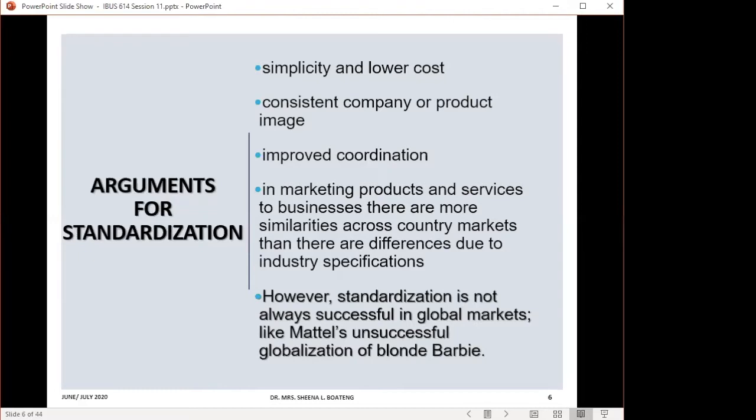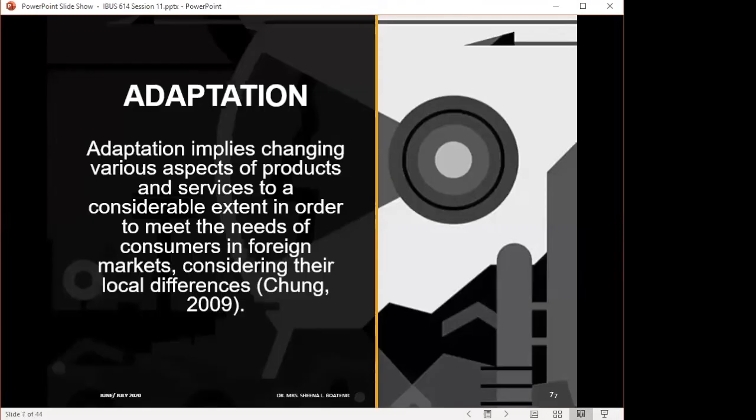In that regard, researchers are now pushing for adaptation, which on the other hand, yes, Salio, please come in.